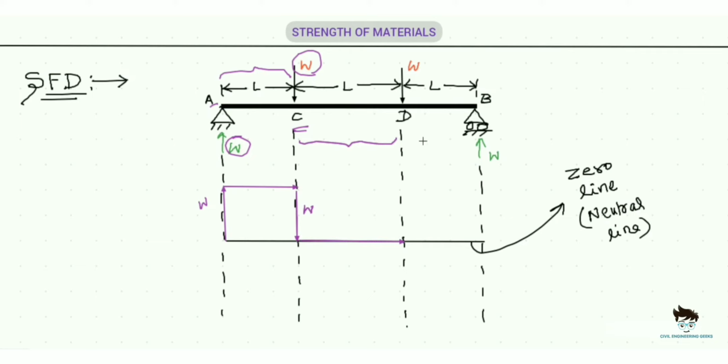At point D, now there is again a drop of magnitude W. So the shear force line will also drop down for a magnitude of W at point D. From this point till the point B, it is going to be a constant line since there is no force. And at point B, you can clearly see that there is a rise of magnitude W, which is nothing but the reaction at point B. Therefore, the shear force line will rise to meet the zero line at point B.